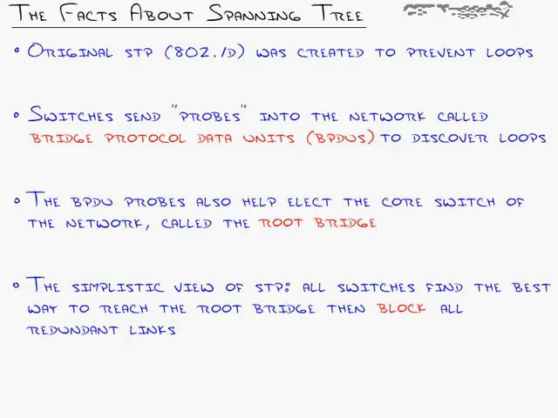Now these BPDUs also help elect the core switch of the network called the root bridge. Essentially, that's where all the boomerangs point to. They're all trying to find their way to the core of the network. And here's the big item to note. The root bridge of the network, or I should state it this way, Spanning Tree's election will pick the oldest switch in your network as the root bridge by default.